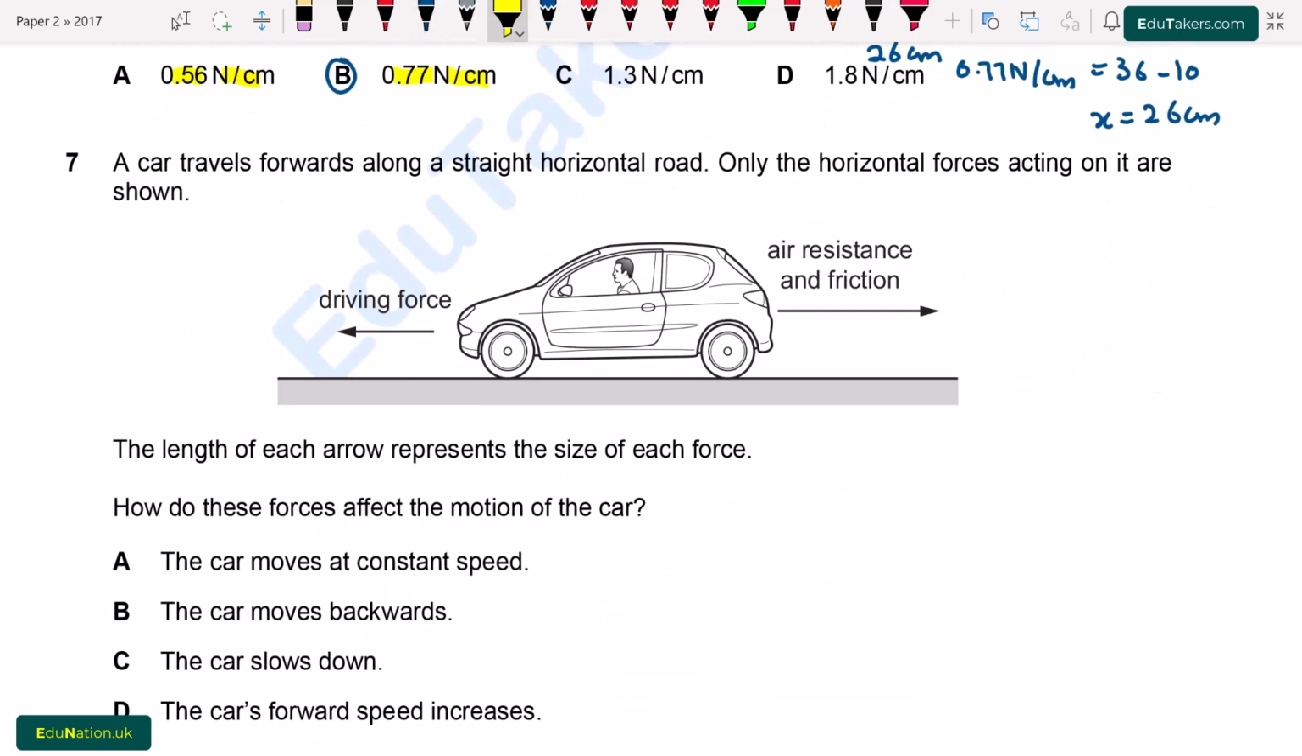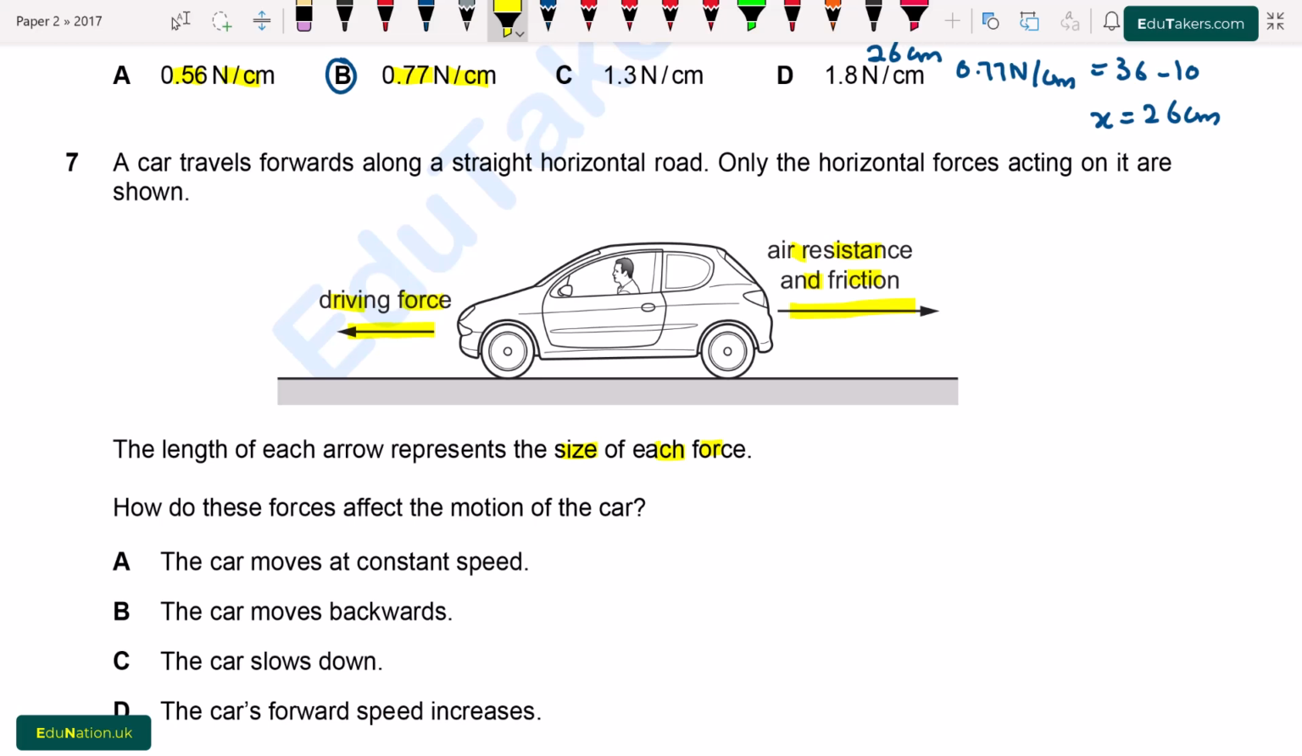Question number 7. A car travels forward along a straight horizontal road. Only the horizontal forces acting on it are shown. So there are forces that is in forward direction, driving force, and in backward direction there is air resistance and friction. The length of each arrow represents the size of each force. So this arrow basically represents the size of these forces. From here we can see that the force due to the air resistance and friction is larger as compared to the force that is due to driving force.